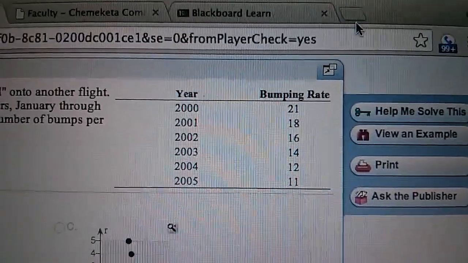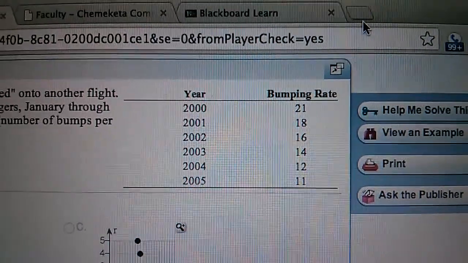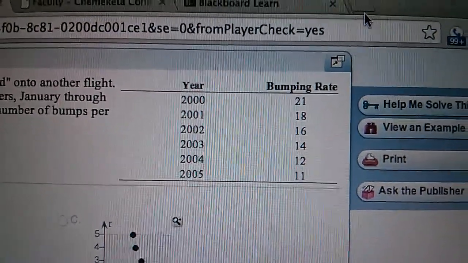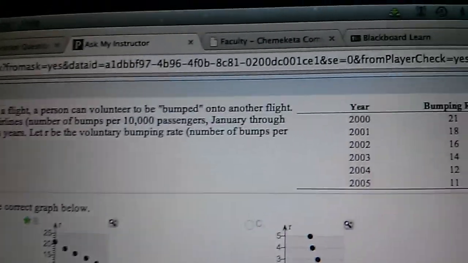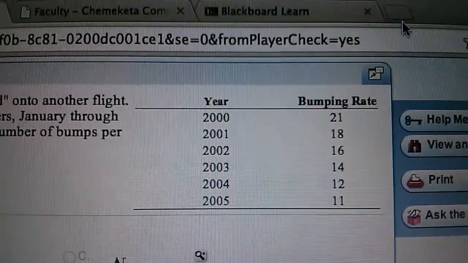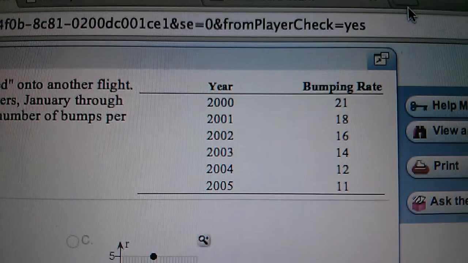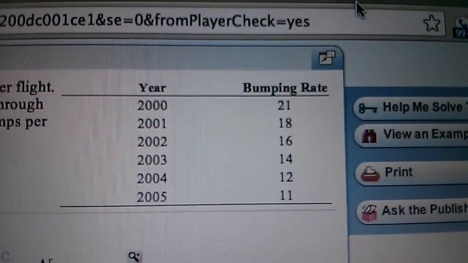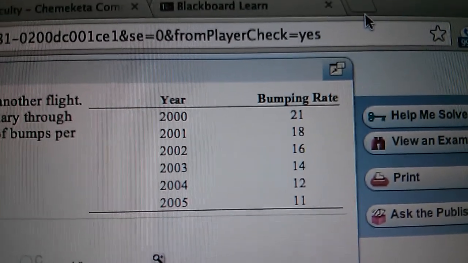Okay, so we have a question here in 1.4, and some of these for you are going to be in different order, so I won't go over specifically which one it is, but this is about the bumping rate. Where we're given a specific year. Here we've got 2000 to 2005, and these are the number of passengers in 10,000 that are bumped from flights.